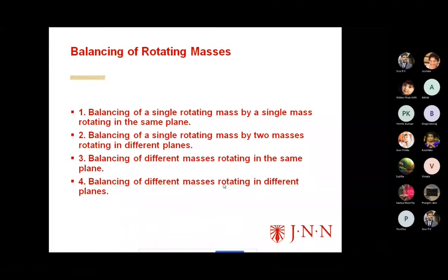If we attach a first mass, the centrifugal forces act, so to counteract them another mass will be added. So this is called the balancing of rotating masses.